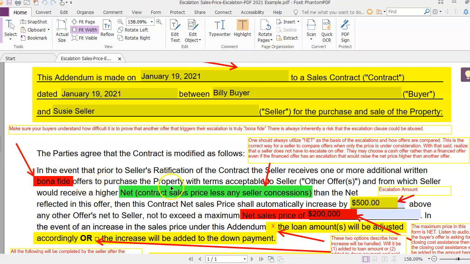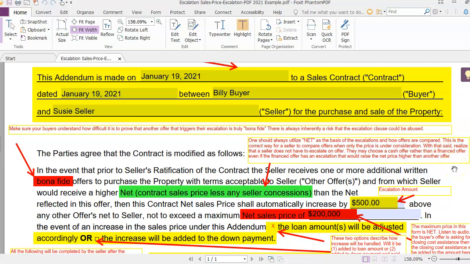So another bona fide offer to purchase property with terms acceptable to the seller, and from which the seller will receive a higher, look at this, net contract sale price, contract sale price less any seller concessions, than the net reflected in this offer. Then this contract net sale price shall automatically increase by, here's the escalation amount, $500. Look at my note up here. One should always utilize net as the basis of the escalations and how offers are compared. This is the correct way for a seller to compare offers when only the price is under consideration.